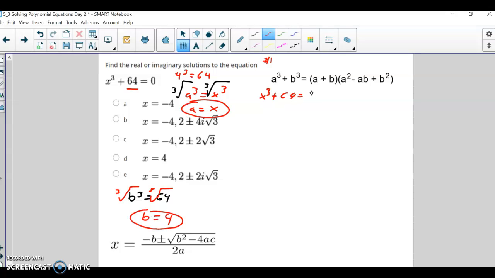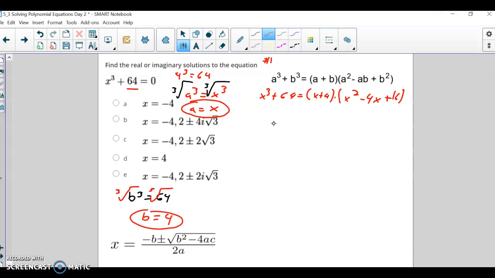Okay, so I'm going to just plug it into the pattern and go x plus 4, so a and b, and then a squared is just x squared. A times b is x times 4, or 4x, so I'm going to minus 4x, and then square b, so square 4 is just 16. Okay, and we factored it apart.